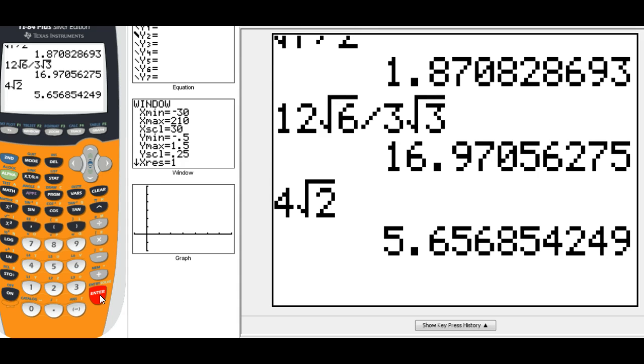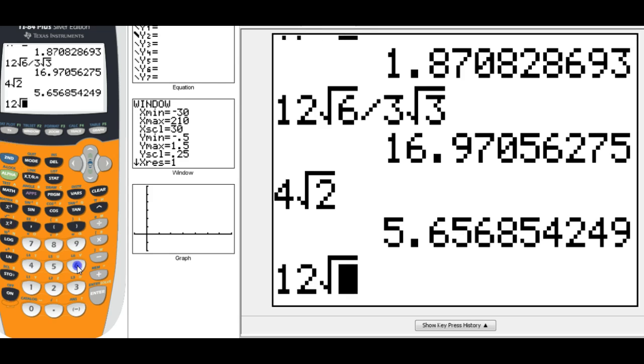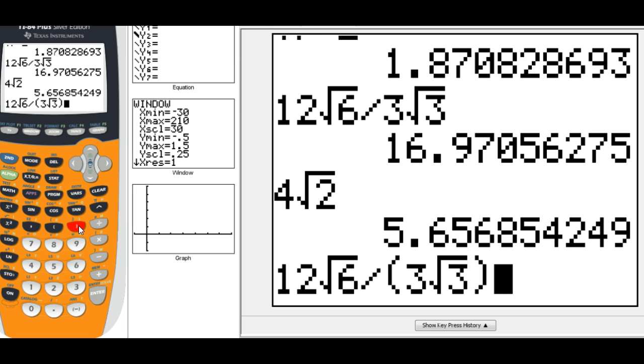Incorrect. However, we made a typo on this. Back when I did 12 radical 6, and this is a common error, it means 12 times the square root of 6 divided by, and when I wrote 3 radical 3, I have to put that in brackets. 3 square root 3 should all be in brackets. Otherwise, the calculator would say 12 times radical 6 divided by 3 times radical 3. We don't want it to be divided by 3 and then multiplied by radical 3. We want it to be divided by the whole thing, 3 radical 3.